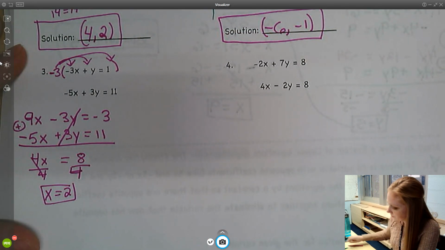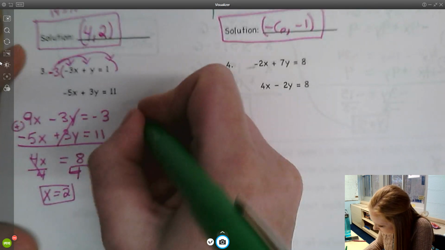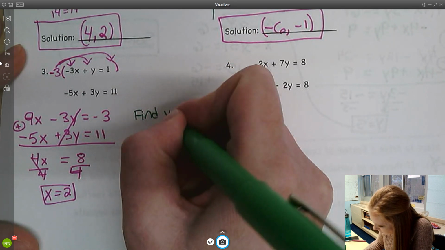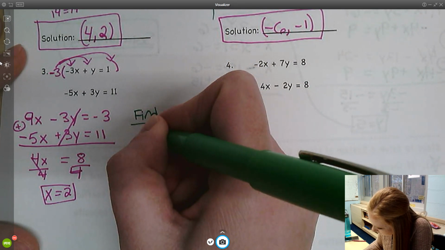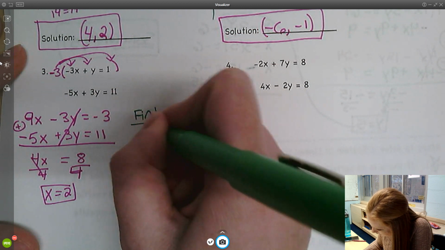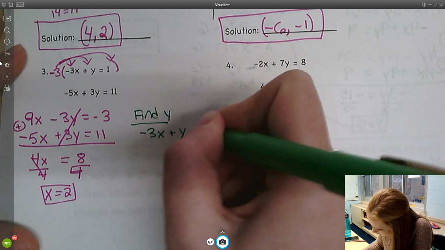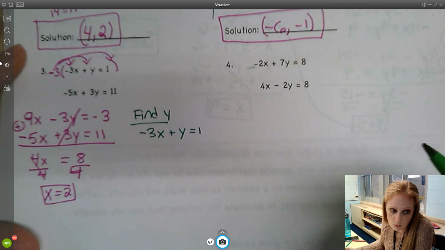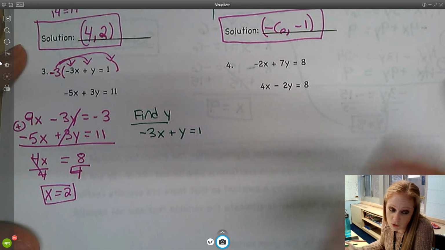And x is 2. All right, now we found x. We have to go back and find y. Let's pick one of the equations. I'm going to pick the first one. That looks a little bit easier to me because the y is by itself there. Well, the y has a coefficient of 1.